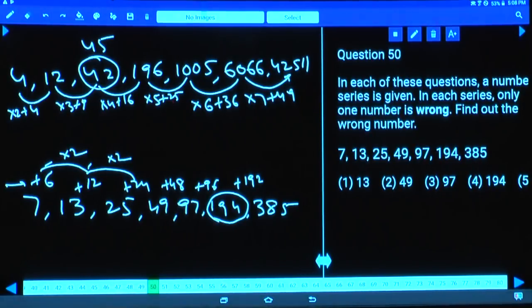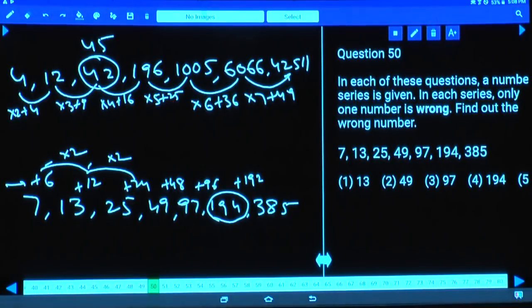Done? And this is about 50. Yes? Yes, anything left over in this one?